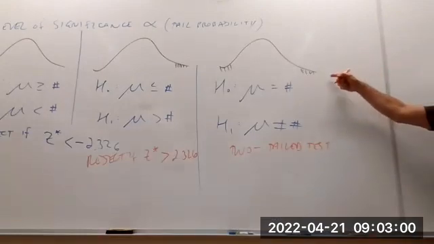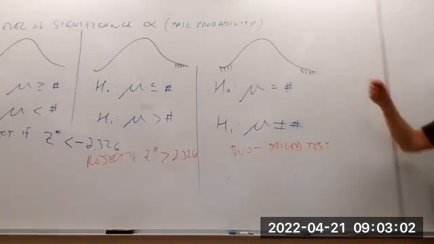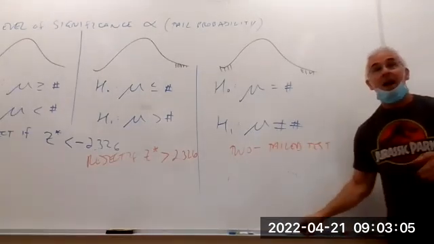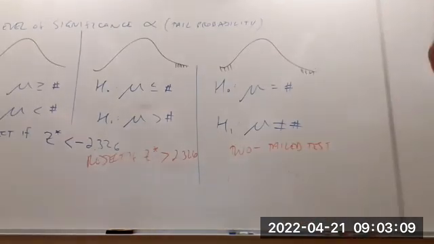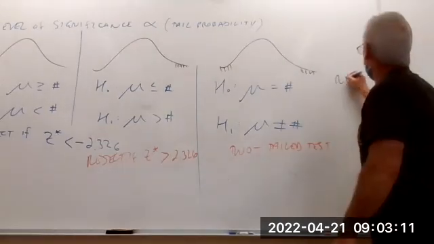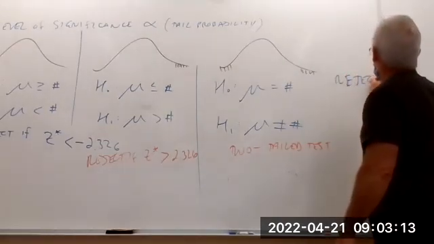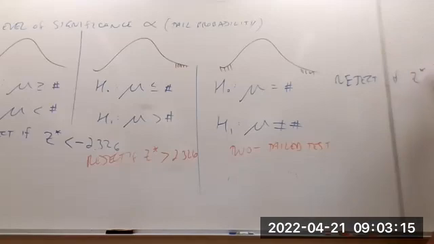Now I'm doing my coin flip. So now what will I reject at? This one's a little trickier, because it's two tails, now they're both going to be 0.5%. So this one I'm going to reject if z star is too small or z star is too big.